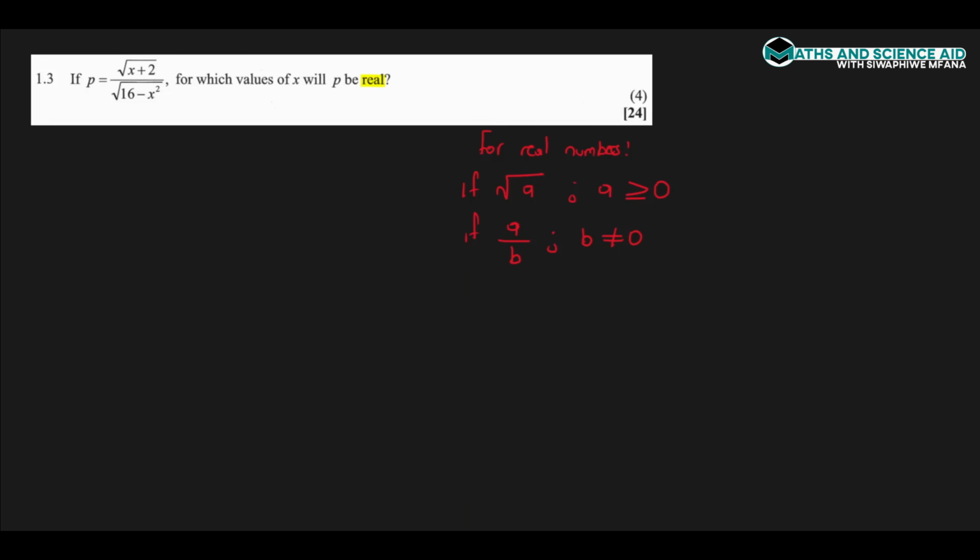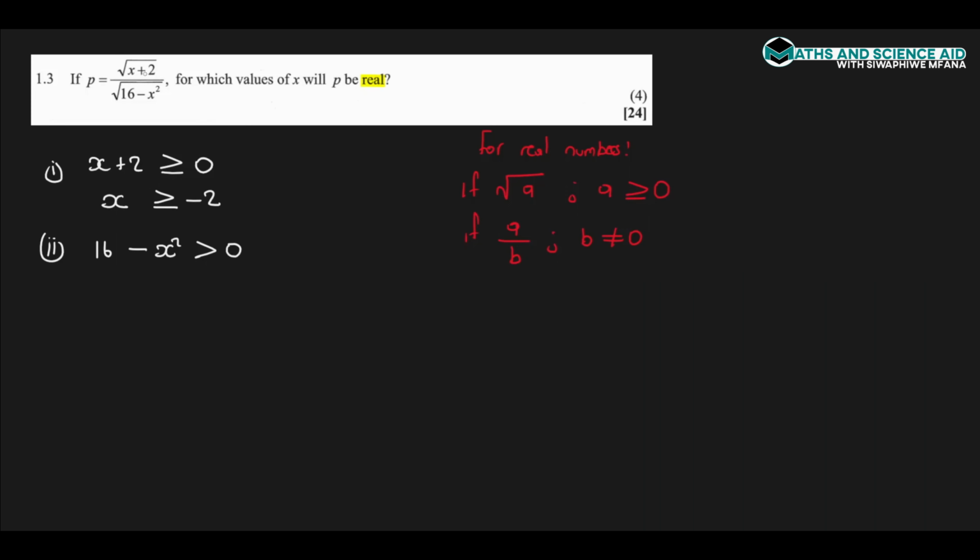So these are the things that we need to take into account in order to answer this question. So this basically means that x plus 2 must be greater or equal to 0. Therefore, this means that x should be greater or equal to negative 2. That one is easy. And now the denominator must be greater than 0. Since it is also a denominator, it cannot be equal to 0.